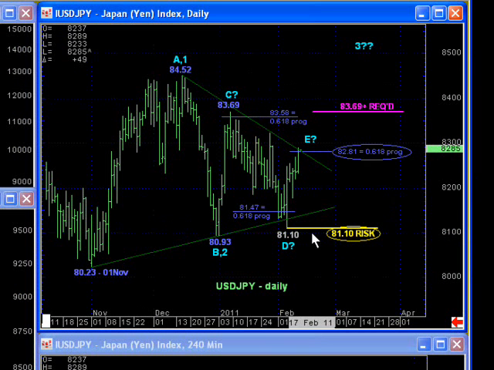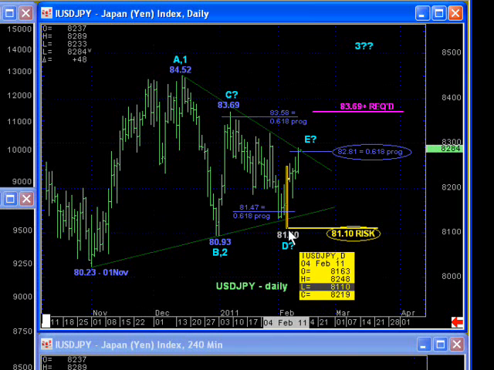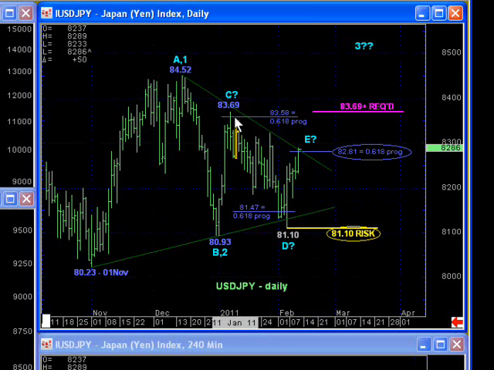reversal higher. And of course, as long as the market stays above that 81.10 low from last week, and certainly if the market can break above the 83.69 high from January 7th, we think that increasing odds should be given to a base and reversal environment that could be absolutely massive in scope, spanning quarters and perhaps even years.